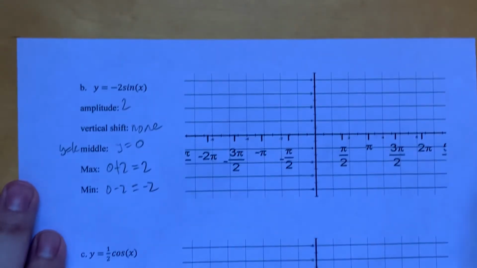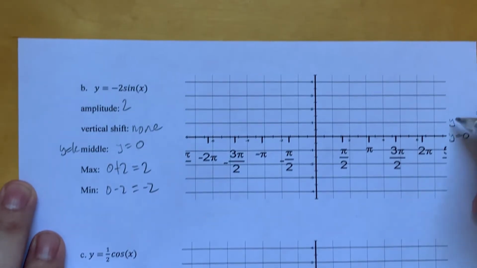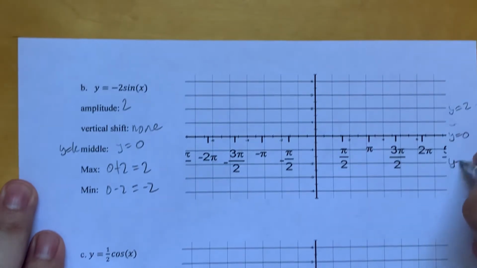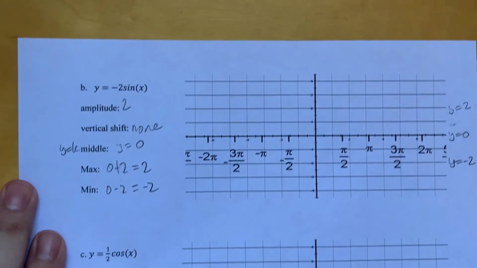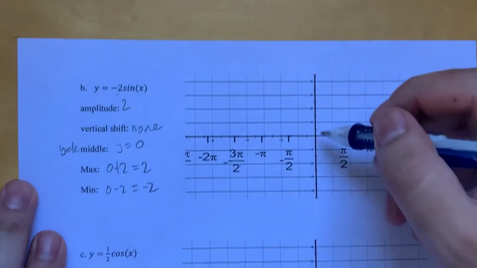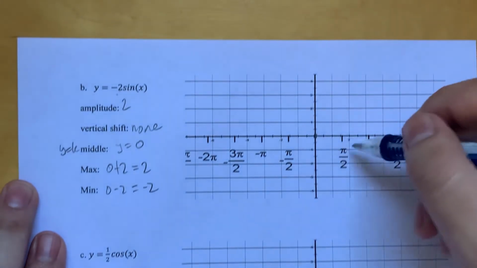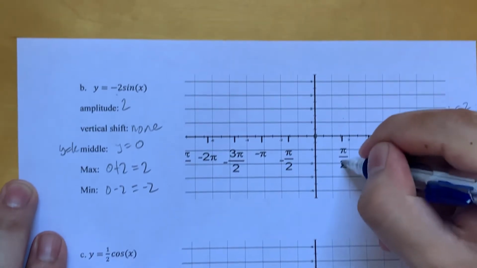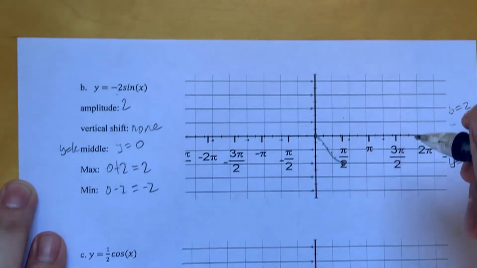So, I'm going to write those in. Y equals 0, that's going to be my center line. Y equals 2 is going to be my max. And y equals -2 is going to be my min. Alrighty, so now my sine graph is flipped because of the negative. So it's not going to start by going up. Here's my center line. If I'm going through pi over 2, I'm going to have to go down. So I'm going to go down right there. I can't start by going up, right?